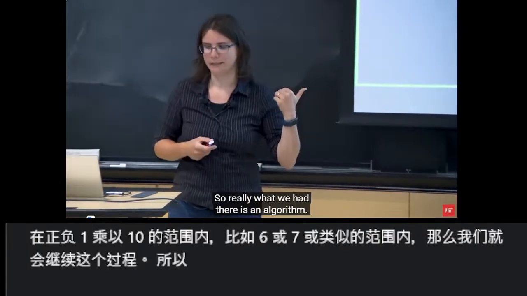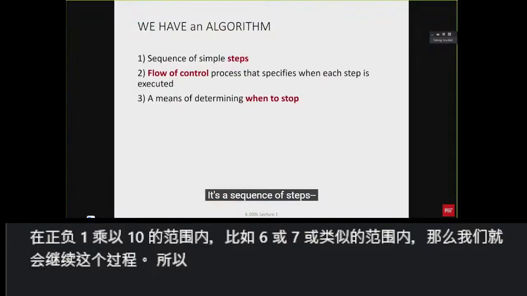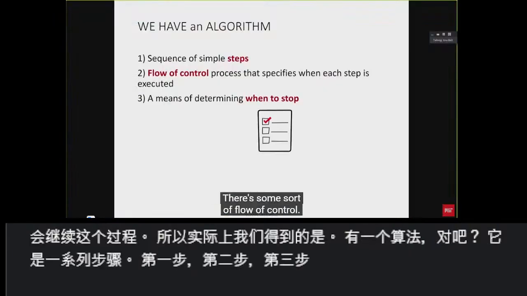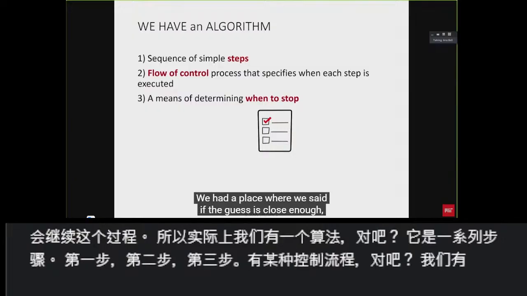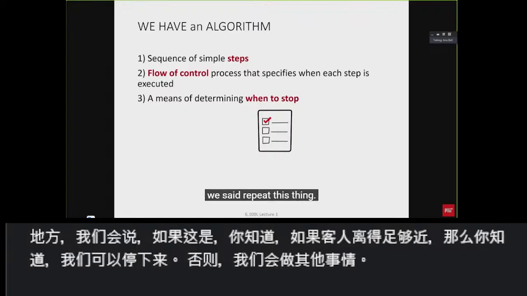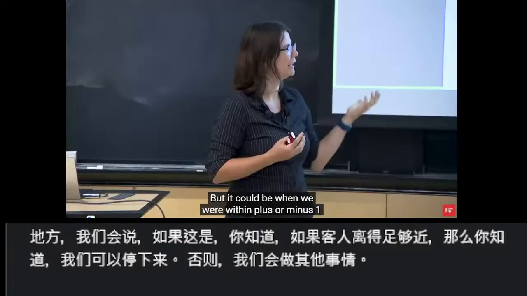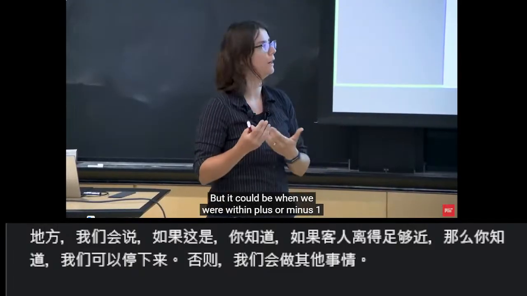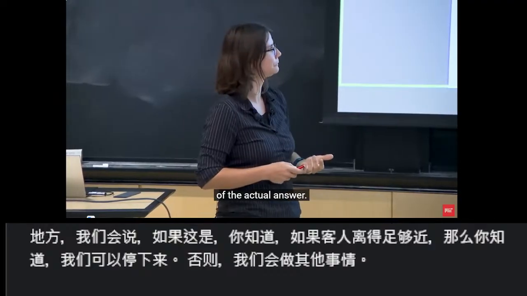So really what we had there is an algorithm, right? It's a sequence of steps: step 1, step 2, step 3. There's some sort of flow of control, right? We had a place where we said if the guess is close enough, then we can stop. Otherwise, we do something else. We had another flow of control where we said repeat this thing, so we're not going linearly, but changing the flow. And then lastly, there is a way to stop, right? We don't want the algorithm to go on forever. We would like to stop at some point, and the stopping point, I was kind of vague about it, could be when we were within plus or minus 1 of the actual answer.